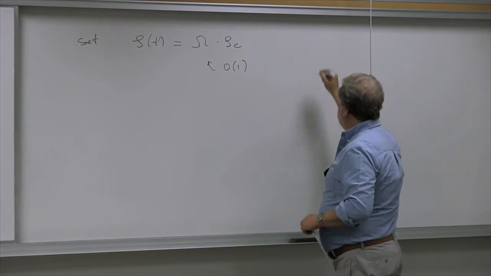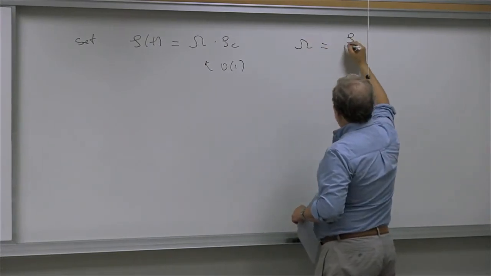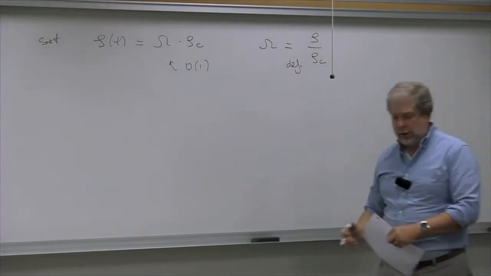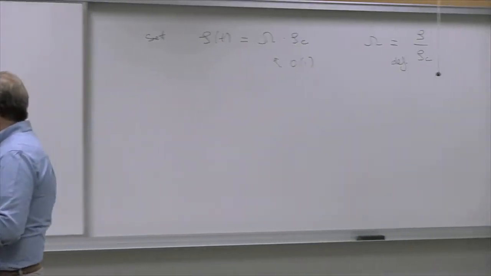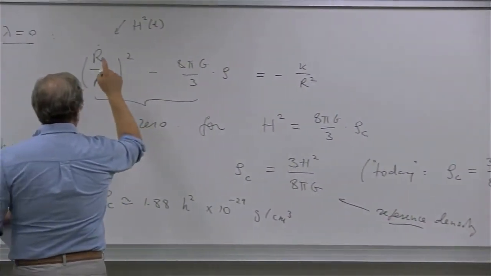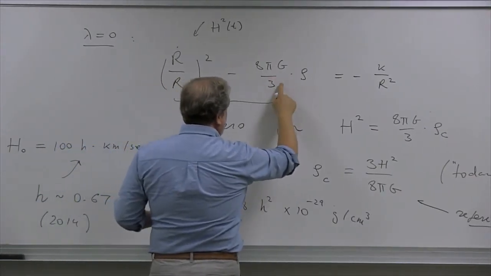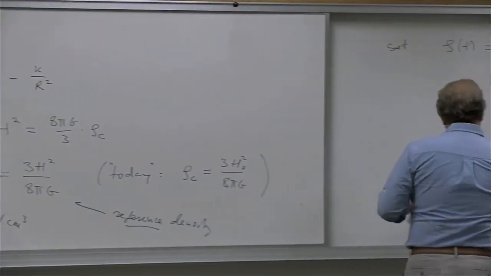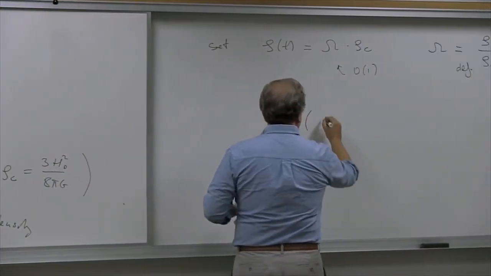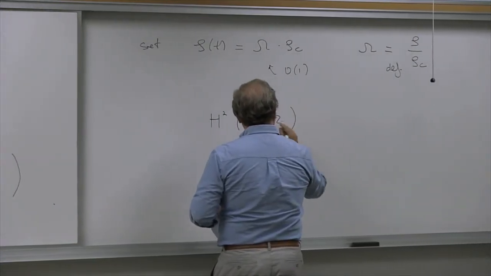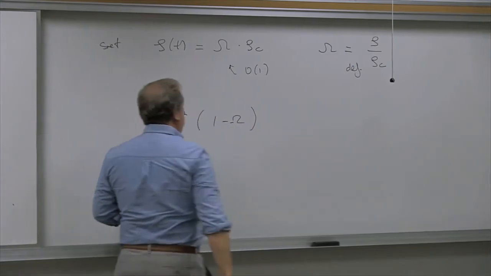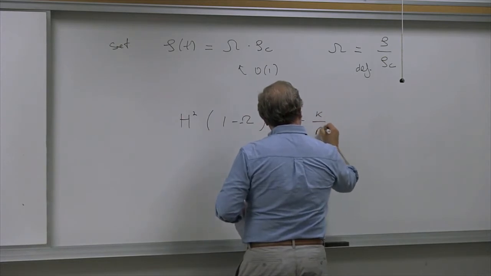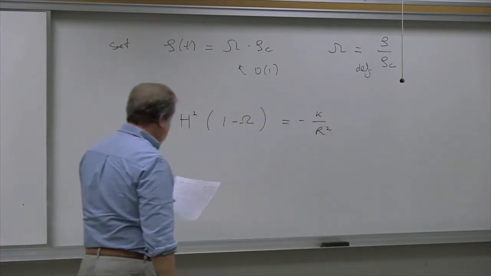So it is basically the fraction. You can write this omega as rho divided by rho c. So you define this fraction omega. And that is useful because you can then rewrite this equation. This part here is H squared. This part here is just capital omega times the critical density. So we can rewrite the equation as H squared times 1 minus this capital omega, 1 minus the capital omega, is equal to minus k over r squared.